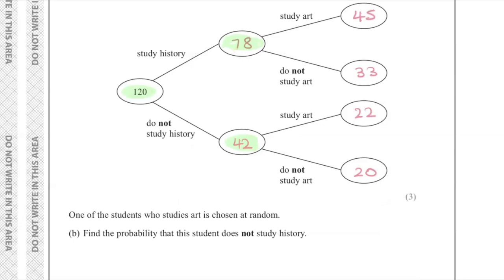Now, one of the students who studies art is chosen at random. Now, I've got a total of 67 that study art. Find the probability that they do not study history. Do not study history is going along this branch here where you've got 42 people. I want to know the ones that study art but not history. So that would be 22. So the probability is 22 students out of the 67 that study art.